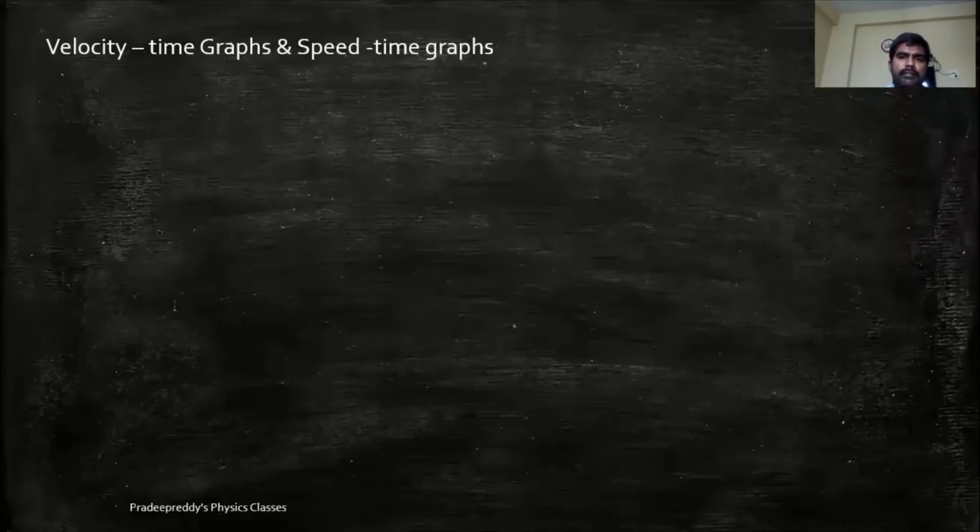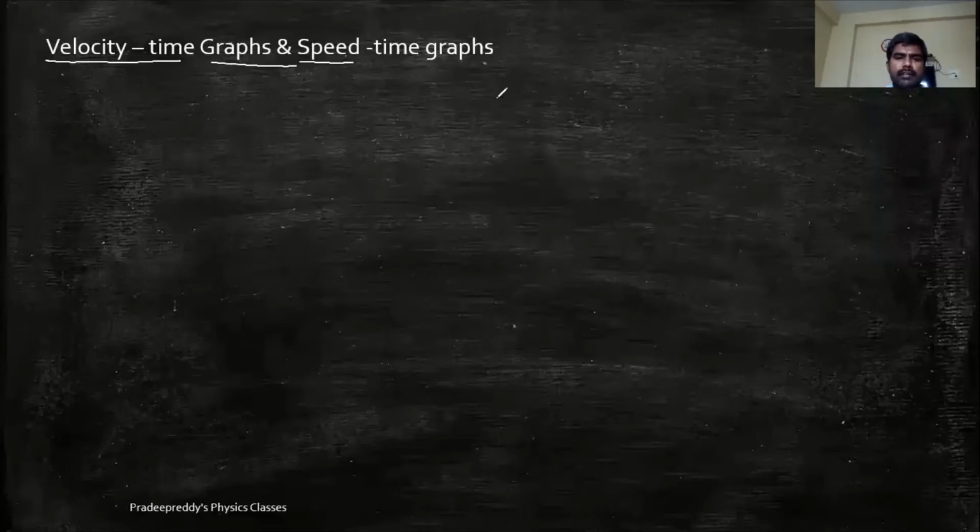Students, in the previous video lecture, we discussed kinematic graphs and the displacement time graph. We learned three different cases of the displacement time graph. Today we will be learning velocity time graphs. Velocity, or you can even take speed, is on the y-axis, and the x-axis is always common: time. So today we are going to discuss the velocity time graph, or VT graph.